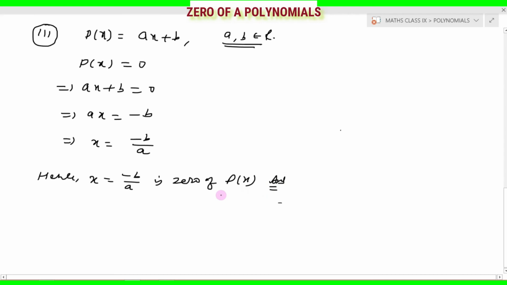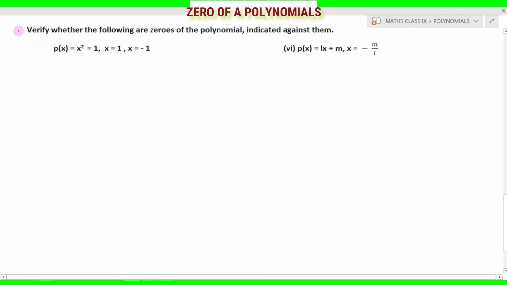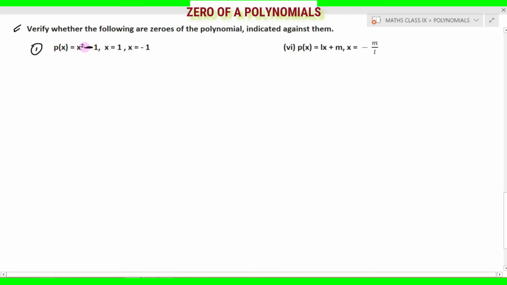So by taking these three examples, I hope it is clear to all of you how to find the 0 of a polynomial. Okay, one more type of question comes in this chapter, that is verify whether the following are zeros of the polynomial indicated against them. So here polynomial is given. One example is this, that p(x) equal to x square minus 1. So here polynomial is p(x) equal to x square minus 1, and we have to verify whether these given values of x, 1 and minus 1, both are 0 or not.